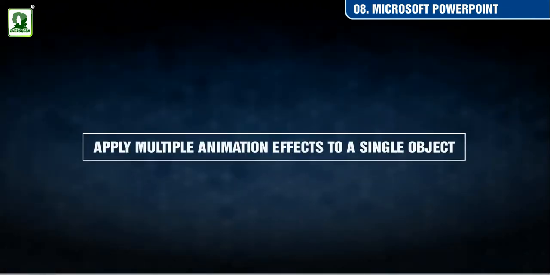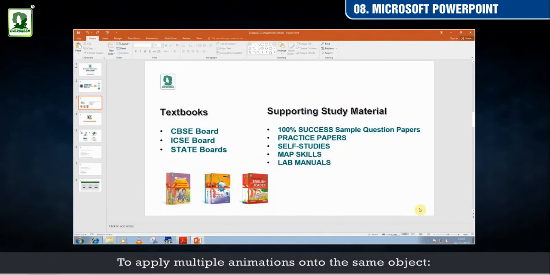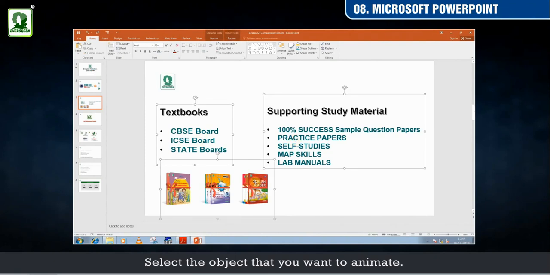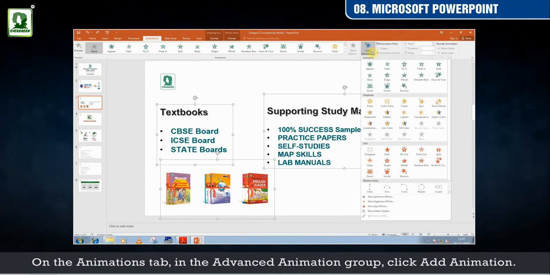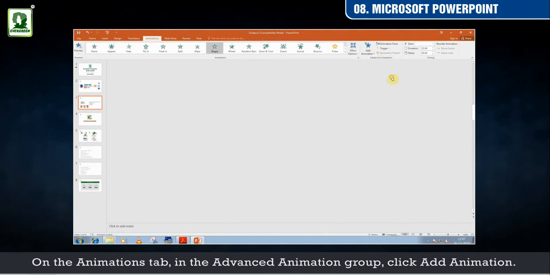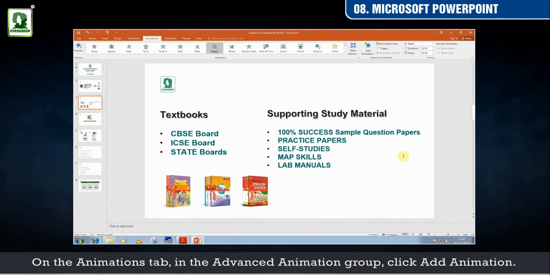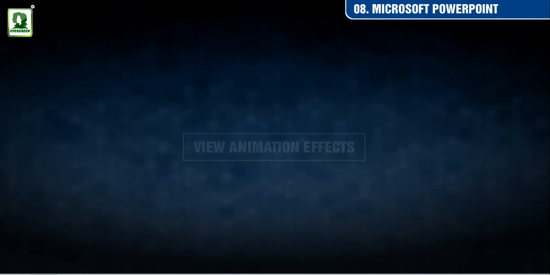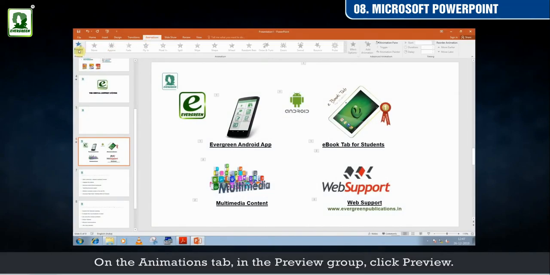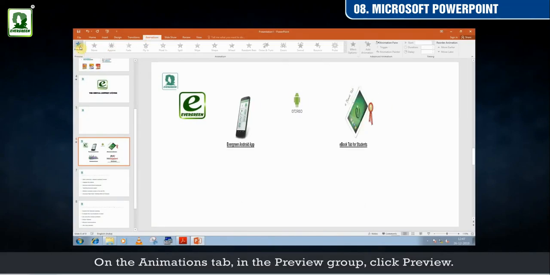Apply multiple animation effects to a single object. To apply multiple animations onto the same object, select the text or object that you want to add multiple animations. On the Animations tab, in the Advanced Animation group, click Add Animation. View animation effects. On the Animations tab in the Preview group, click Preview.